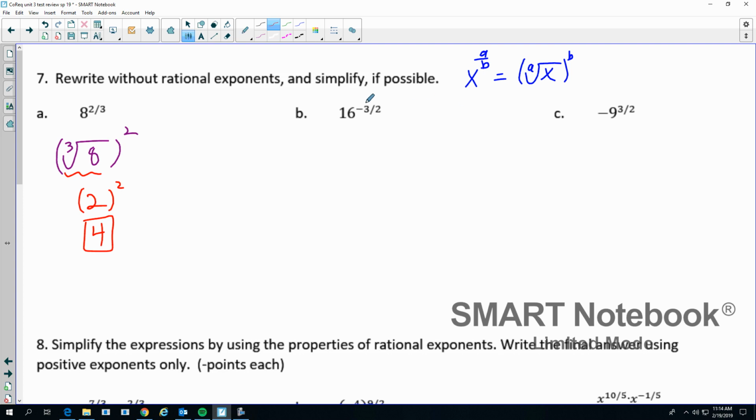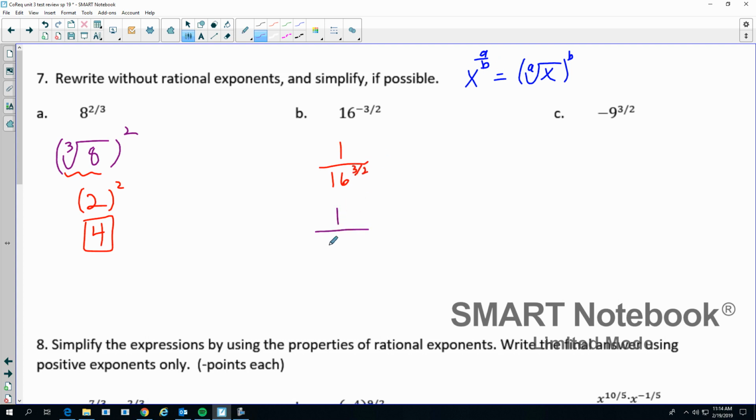Okay, so then on the next one, we have a negative exponent. Just like properties of exponents from unit 1, you have to take the reciprocal in order for that exponent to become positive. So we do that, and now we go ahead and convert it to radical form.